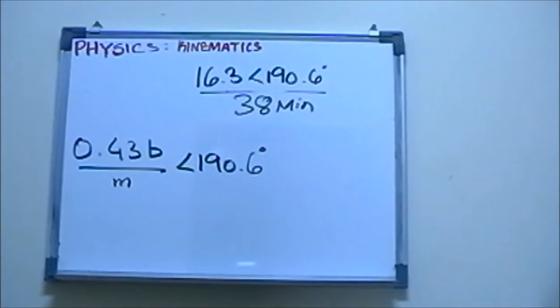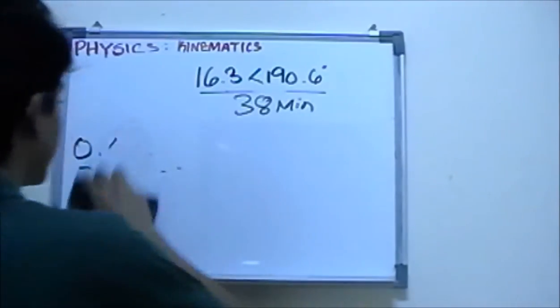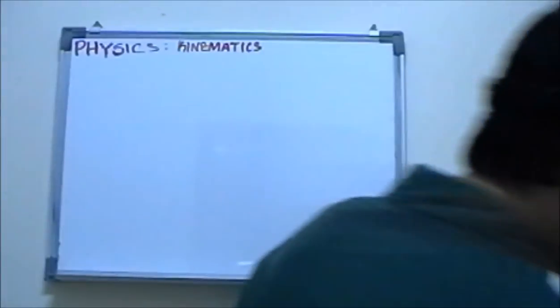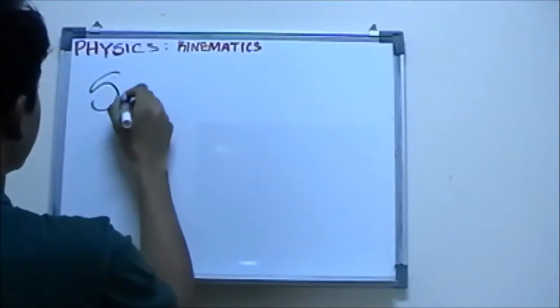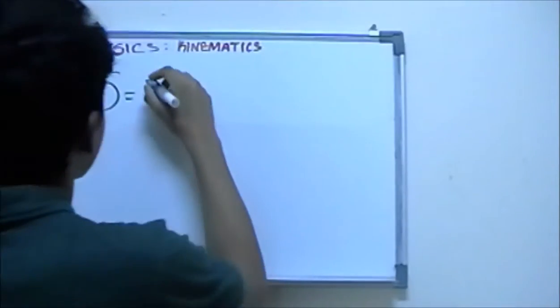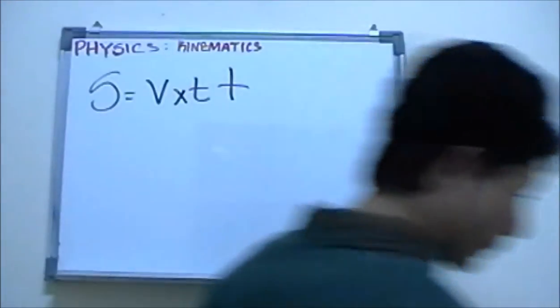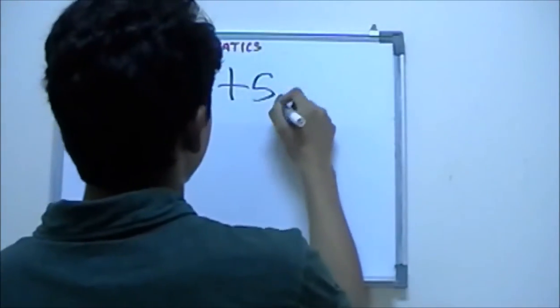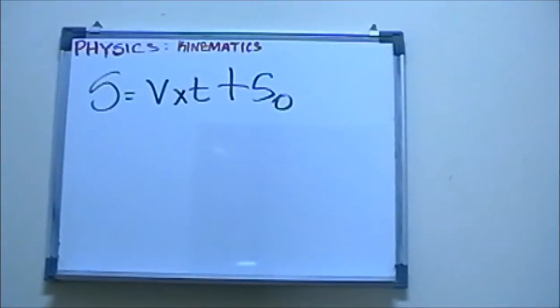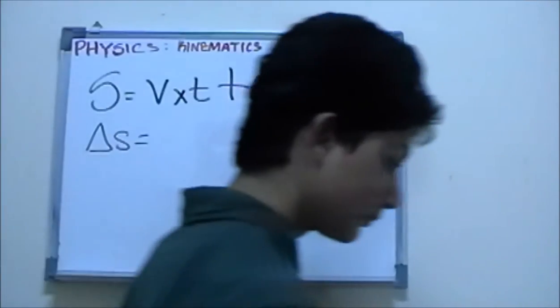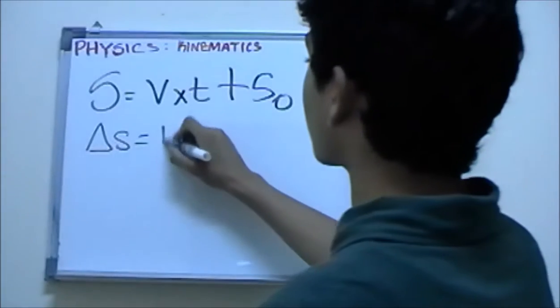So we are traveling 0.43 blocks per minute. I would like you to get introduced to these equations up here. It will help you in later problems. The first one: position is equal to velocity times time plus initial displacement. The second one: displacement is equal to velocity times time.